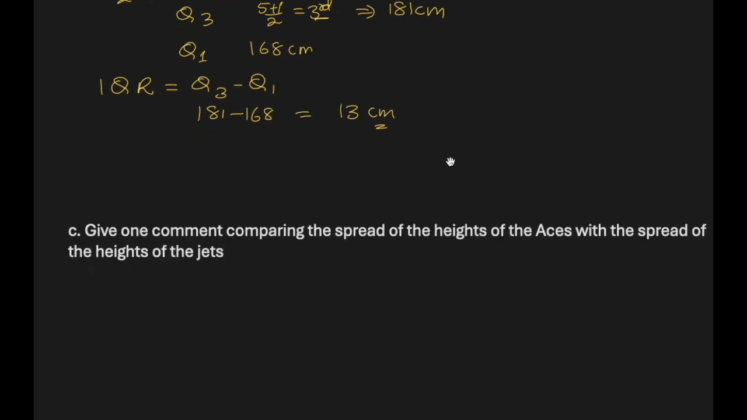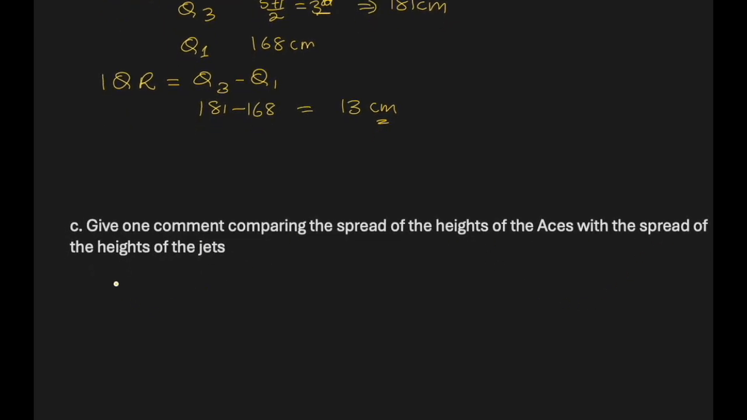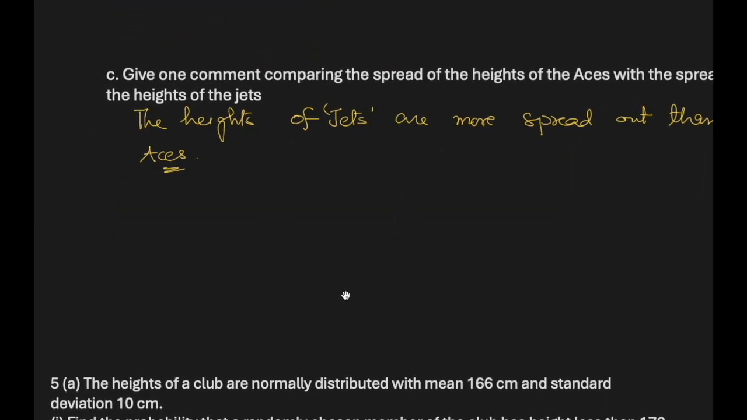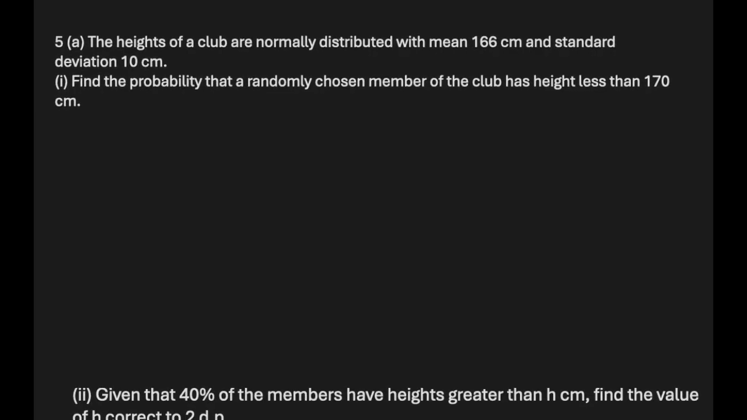So we can say that since they are asking us to compare the spread of the heights, the heights of jets are more spread out than aces. Otherwise you can also find the IQR for them and see which one is giving you a bigger number. Accordingly you can write.